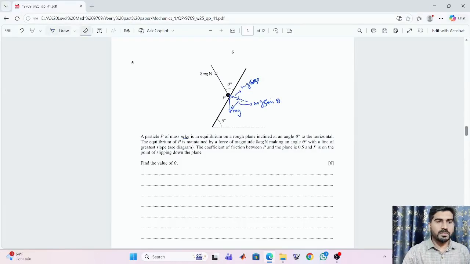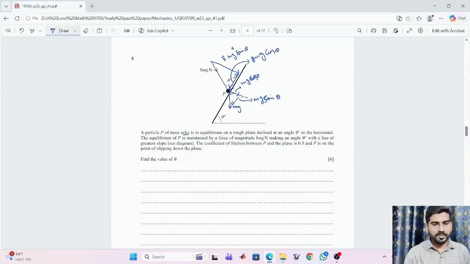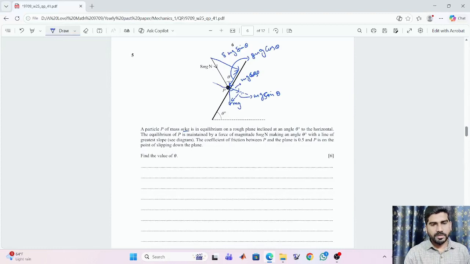Similarly, we can draw it in a more proper form, perpendicular to the plane and parallel to the plane. So this will be 8 mg. The opposite to theta is 8 mg sine theta, and 8 mg cos theta is adjacent to theta. Okay, this is the resolution of these forces. There is a resistive force as well, and we want to find theta. There will be a normal reaction R, perpendicular to the plane.